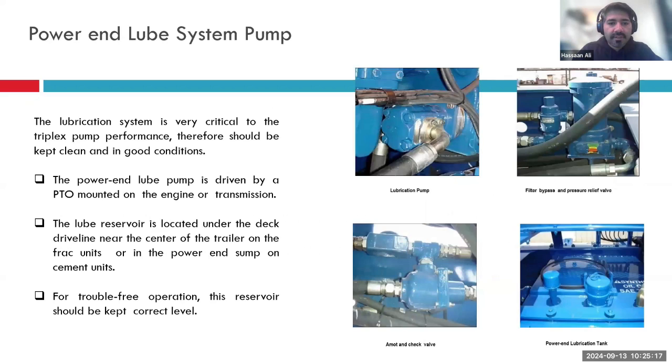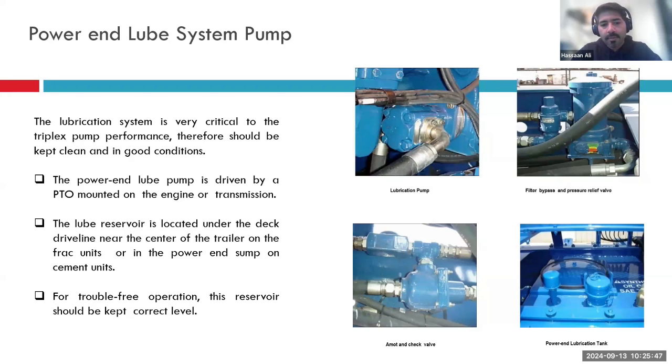The power end lubrication system is essentially provided by a lubricating pump. This lubricating pump is powered through a PTO shaft. The PTO shaft is called a power takeoff shaft. This is just from the prime mover. There is a shaft that is connecting. There is no special prime mover or a separate motor for the lubrication pump. It is run through the engine, through your auxiliary PTOs. The PTO is mounted on an engine or a transmission.